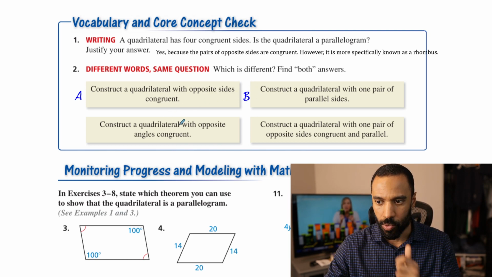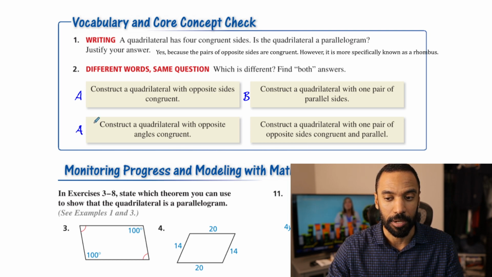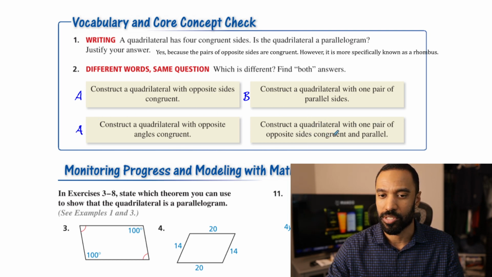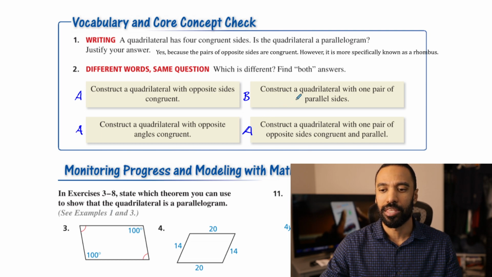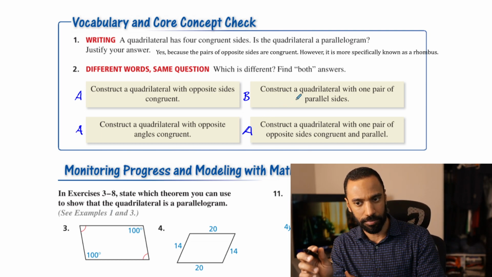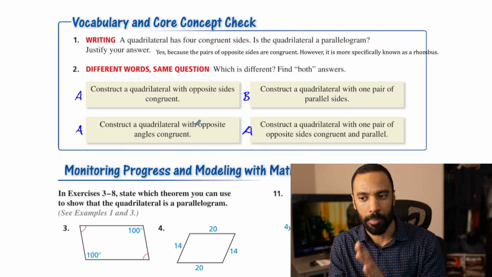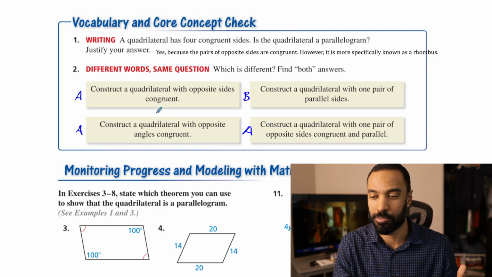Let's see. Construct a quadrilateral with opposite angles congruent. That would make a parallelogram. A. 1 pair of opposite sides congruent and parallel. That's also an A. These 3 right here would all make you a parallelogram by their converse theorems or their other theorems.